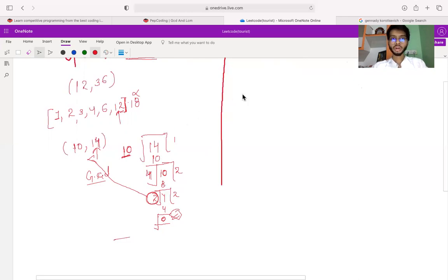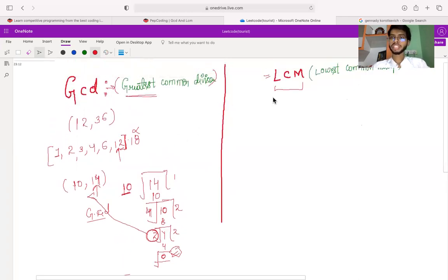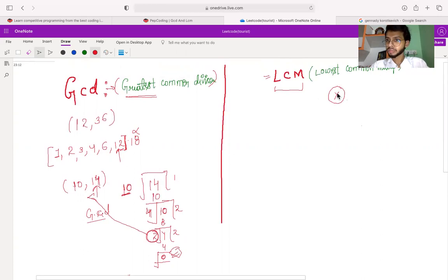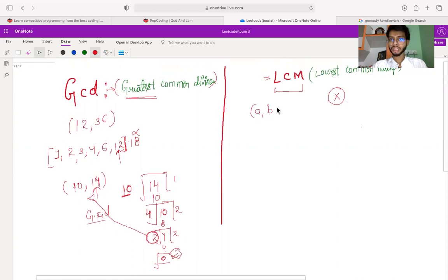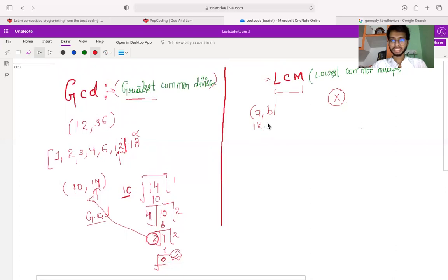Okay, so let's talk about the LCM part too. LCM stands for lowest common multiple. For example, what does it mean? I'm considering a number X, and I'm saying that X is a multiple of A and B. Let's say A is 12 and B is 36.